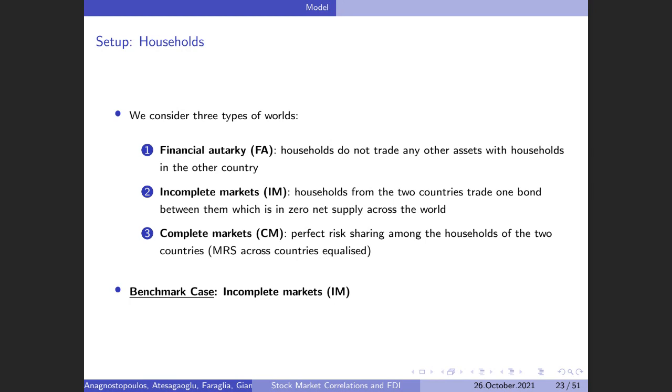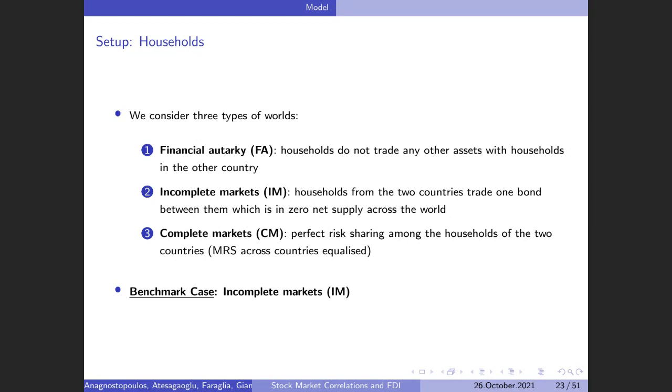Now, this is the firm side. We are done with the firm side. Let's look at the household side. So there is one representative household in each country, right? The households will consume and invest into the stocks of their home multinationals. And then, of course, there will be international borrowing and lending.